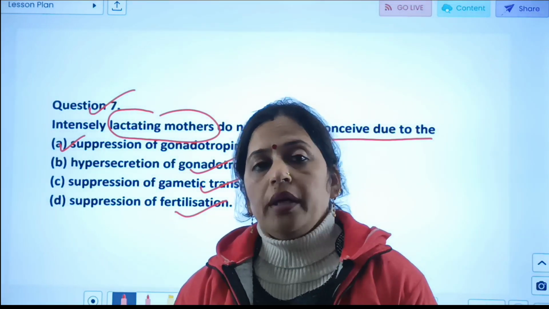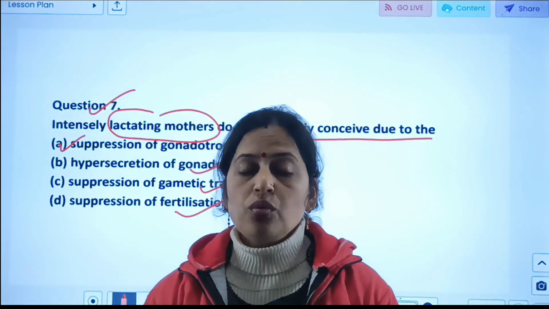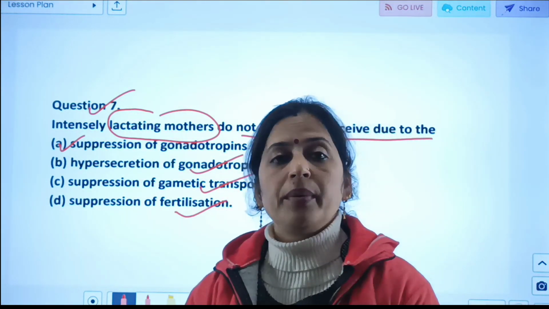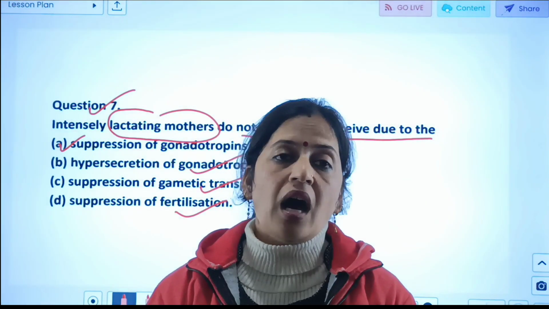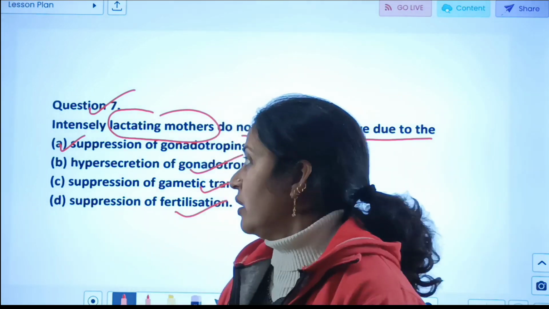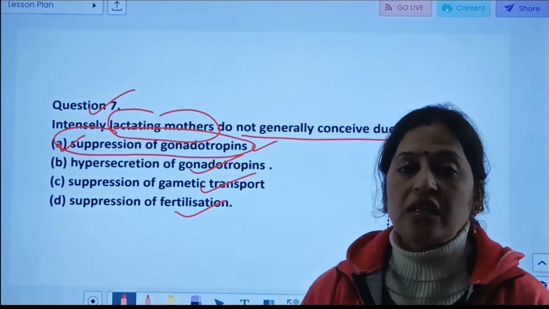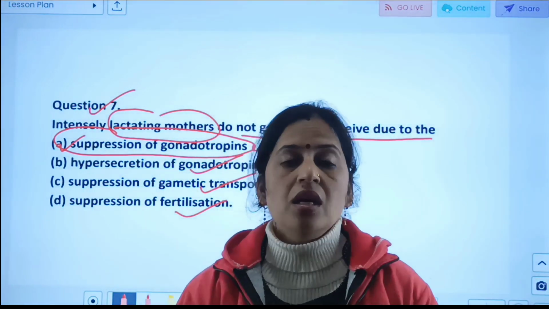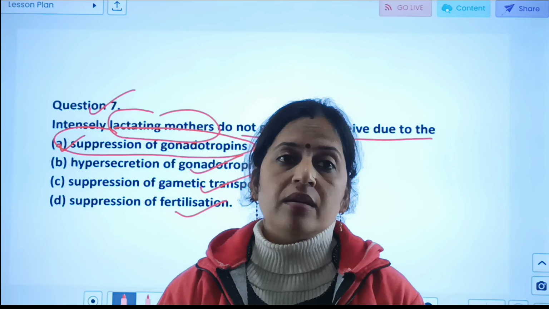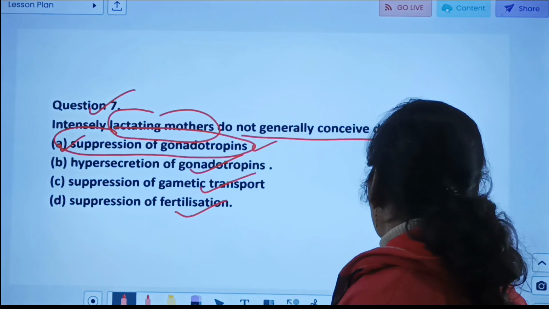तो जो एक lactating mothers हैं, they do not conceive due to the suppression of the gonadotropin. क्योंकि जो gonadotropin का हार्मोन है, when the gonadotropin hormones are suppressed, due to this reason the lactating mothers do not conceive. This is the most significant reason why the lactating mothers do not conceive. So here this is the right answer.